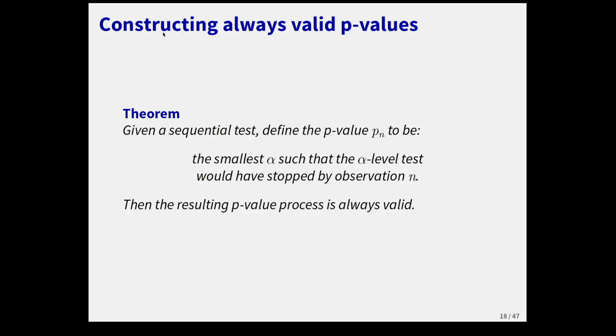The proof is actually quite simple, but I'm not going to go through it so that I can get through the rest of the things I want to tell you. It's a fairly easy thing to show. The nice thing about this is it means that anytime you give me a sequential test, I can produce these always valid p-values. Okay?